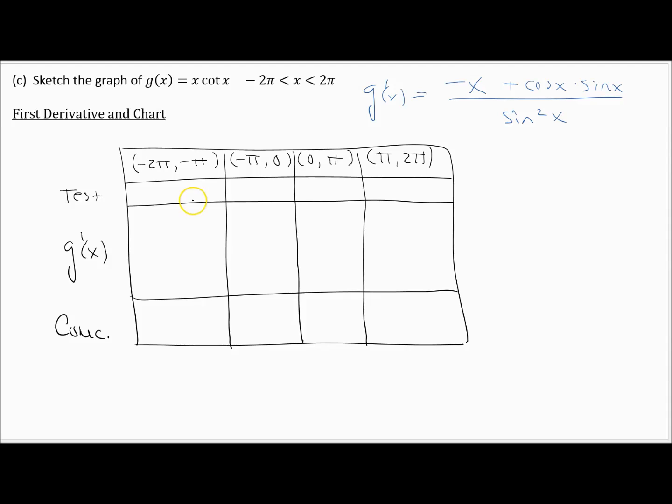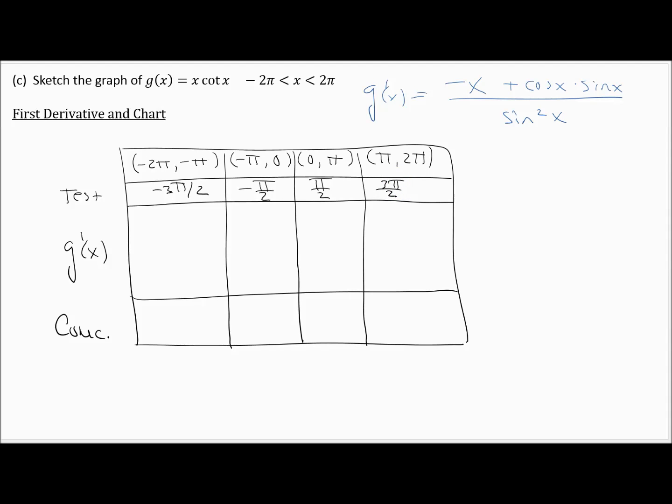Now, I'm trying to find values to plug in, so I need a value between negative pi and negative 2 pi, and we could use negative 3 pi over 2, if you like. And I need a value between negative pi and 0, okay? So a value between negative pi and 0 would be, say, negative pi over 2. And a value between 0 and pi would be positive pi over 2. And a value between pi and 2 pi might be 3 pi over 2.